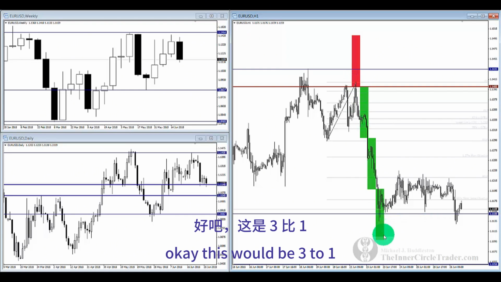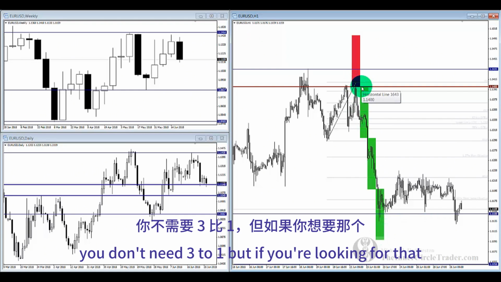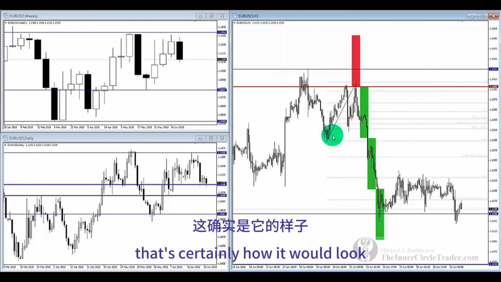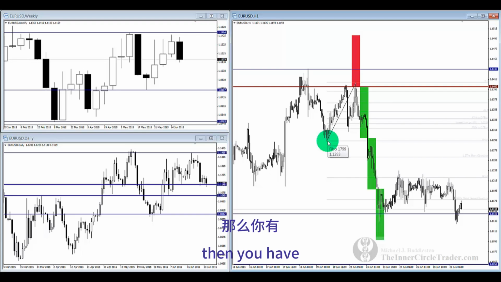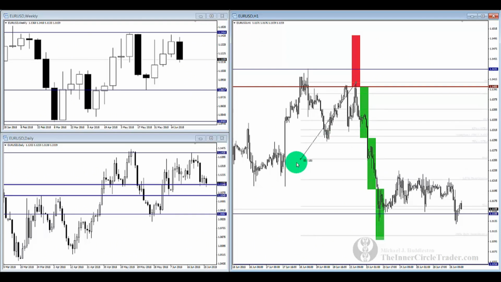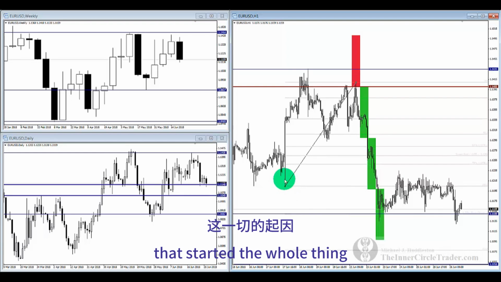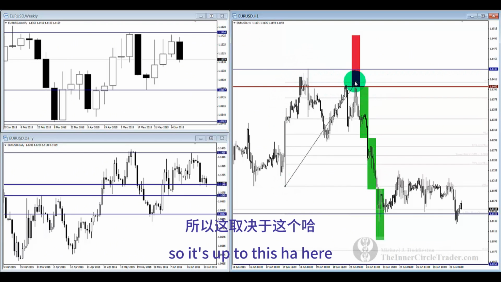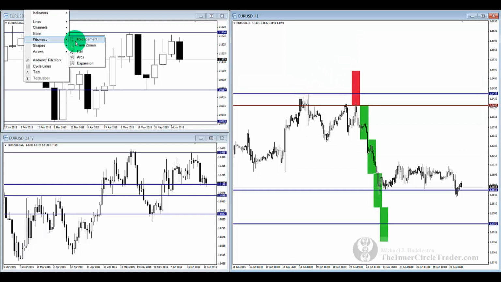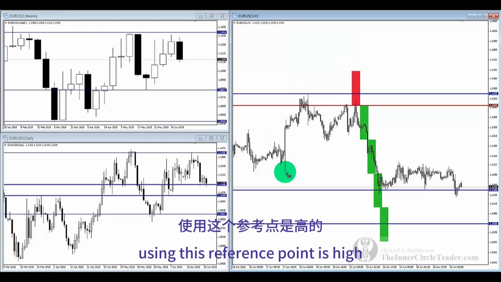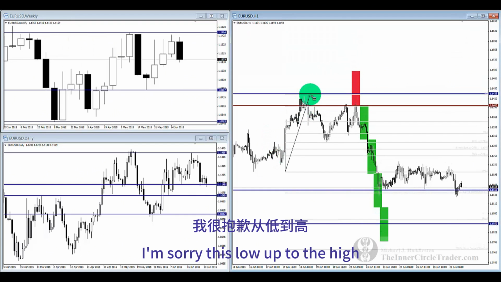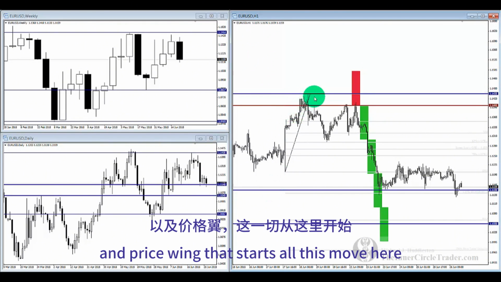Okay, this will be 3 to 1. You don't need 3 to 1, but if you're looking for that, that's certainly how it would look. Then you have this price swing that started the whole thing. So it's up to this high here. Using this reference point, this high up to this low up to the high, because this is the parent price swing that starts all this move here.